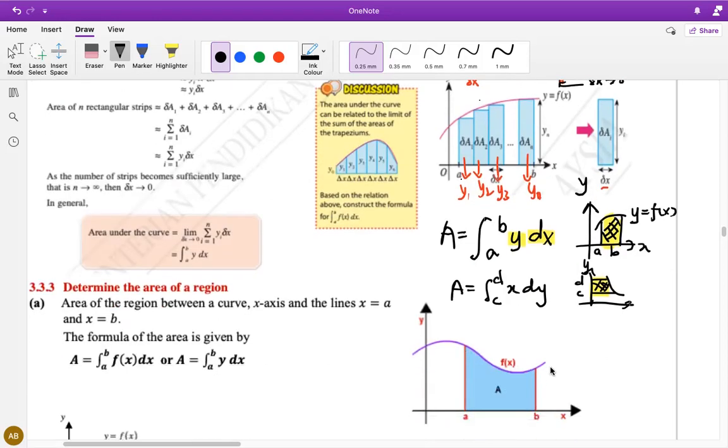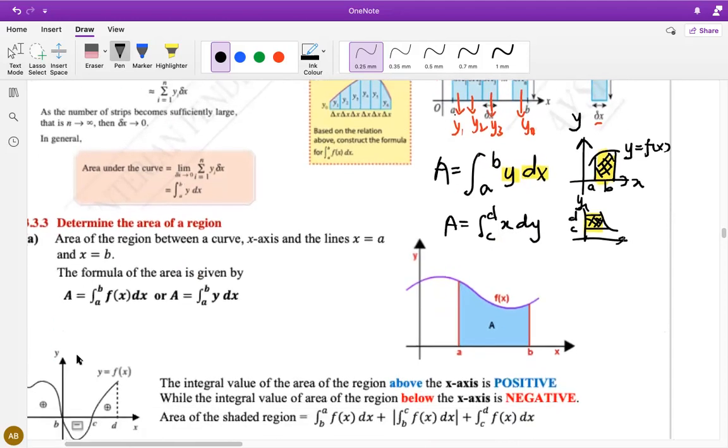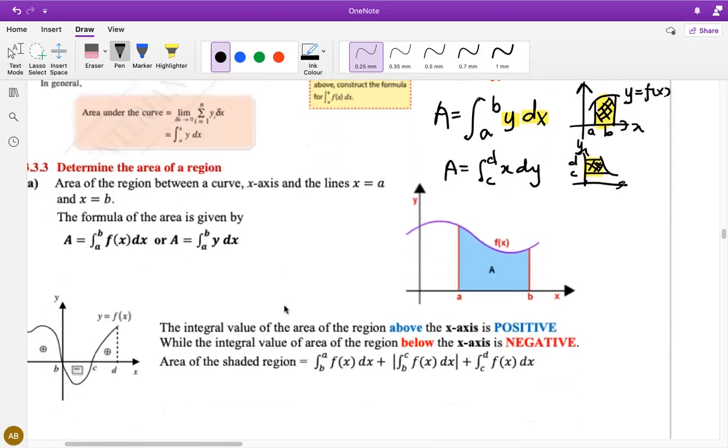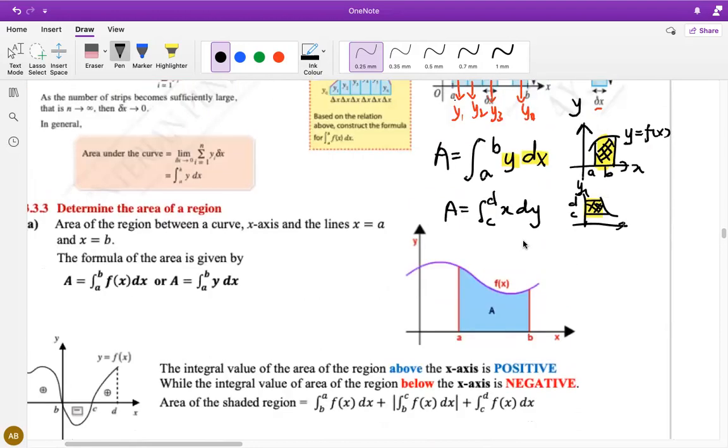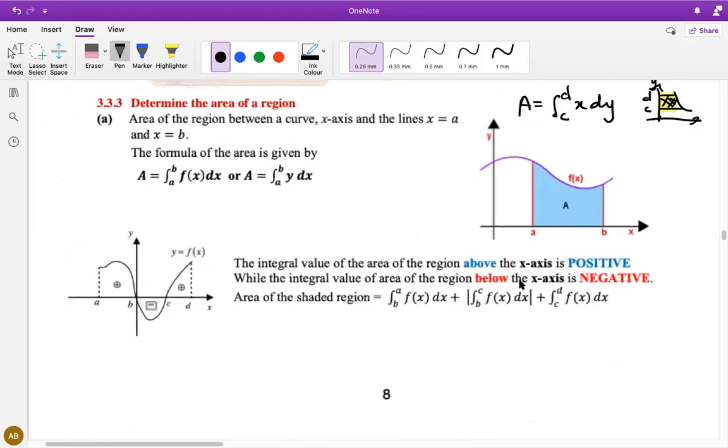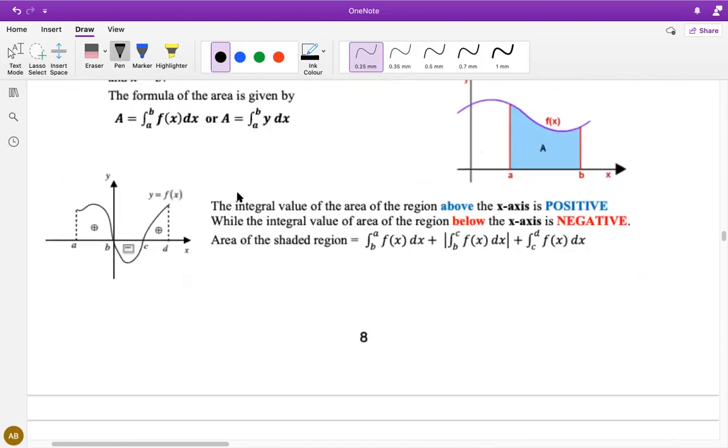Okay, this is a formula lah. So the formula is this. Either f(x) dx or y dx, or x dy or f(y) dy. Okay, and then one more thing you need to know, the integral value of the area of the region above the x-axis is positive, and the integral value of the area of the region below the x-axis is negative.